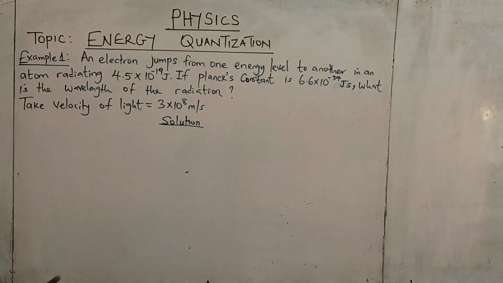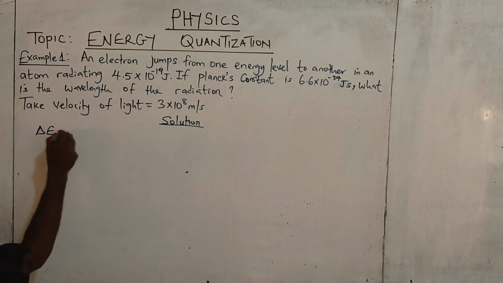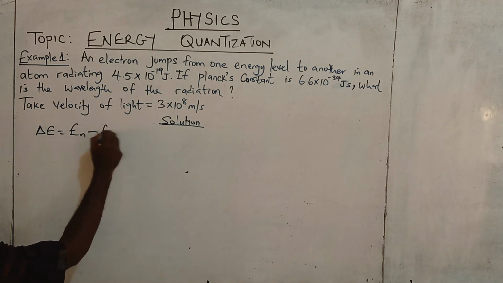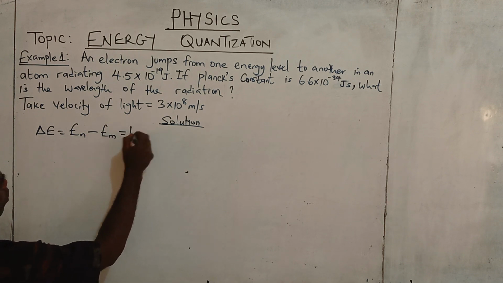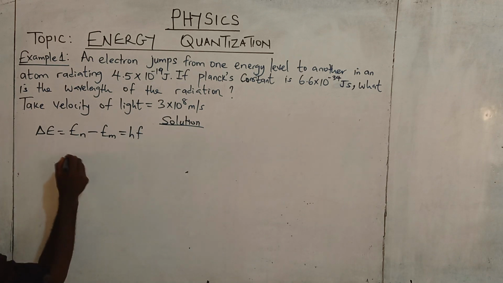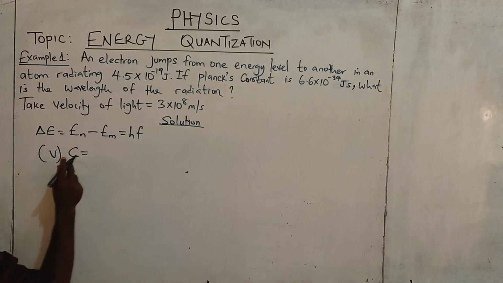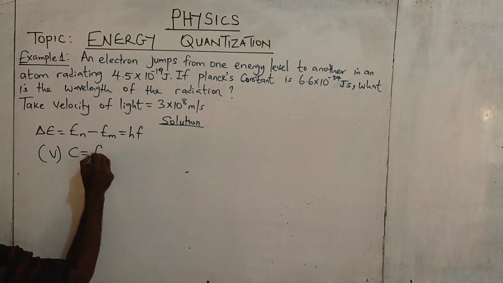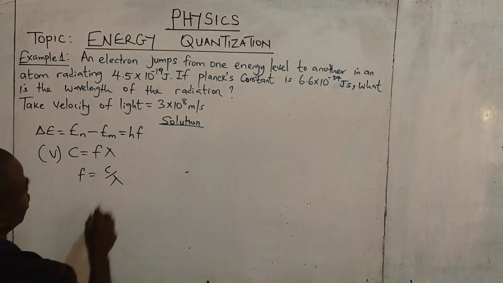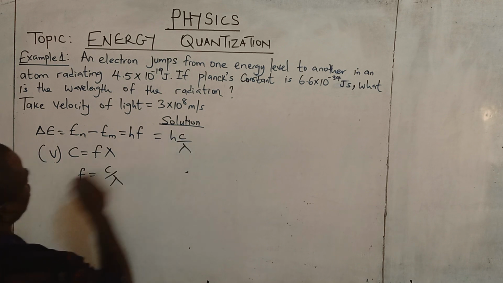The first thing to do is to write the parameters. Change in energy equals En minus Em. We call m any medium of the jumping, but it's not specified, because of hf. Don't forget that your c, which is velocity, you can use c or v, but under energy quantization we use c, equals f lambda. Now f equals c over lambda. Now go back and substitute: equals hc over lambda.